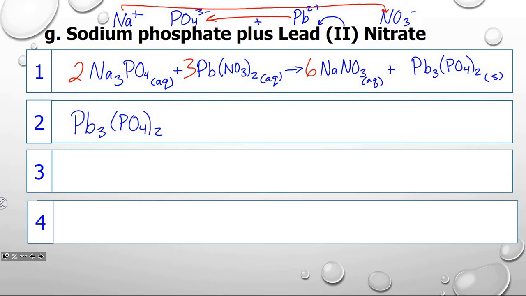Well, it was what made up NaNO3, right? Because that was the other product, which happens to be sodium and nitrate. So I would down here put Na+ (aq) and NO3- (aq). Now there would actually be 6 of each, but I don't need to worry about how many of each I have. I just need to state what my spectator ions are.